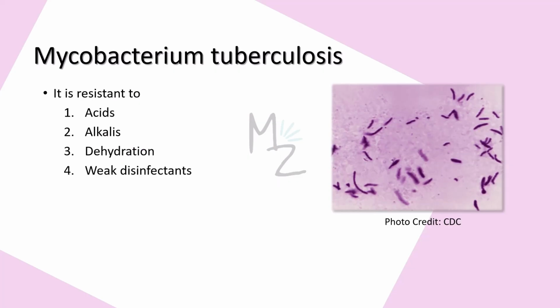As we've talked about earlier, Mycobacterium tuberculosis has a waxy cell wall, which is due to production of mycolic acids, which are long-chain fatty acids from C78 to C90.